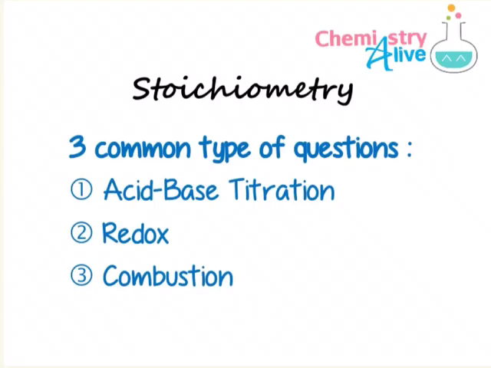Today we're going to explore more about stoichiometry, which is usually the first topic taught in J1. There are three common types of questions that will be tested for this topic in examinations. The first being acid-base titrations. The second is redox, and last but not least, we have combustions. For today, we will just be focusing on redox, where we will learn a simple and effective strategy to solve redox questions.